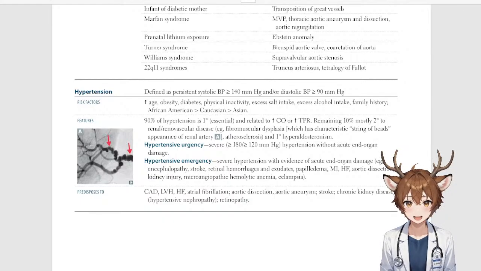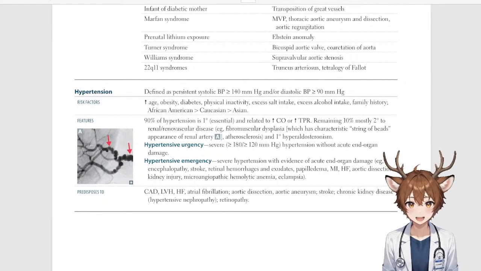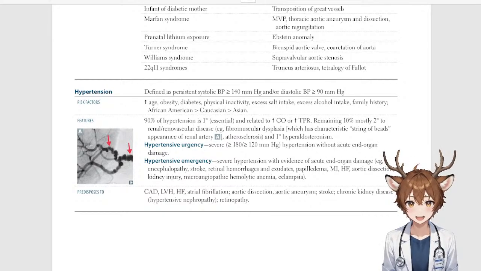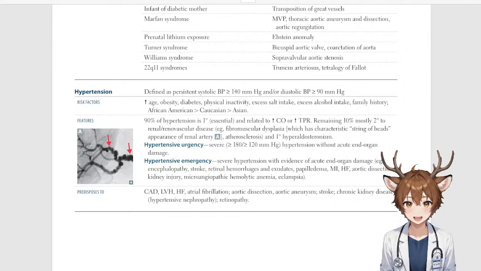So risk factors for hypertension: increase in age, obesity, diabetes, physical inactivity, high sodium diet, excess alcohol intake, tobacco smoking, family history, incidence greatest in Black, greater than white, greater than Asian populations.